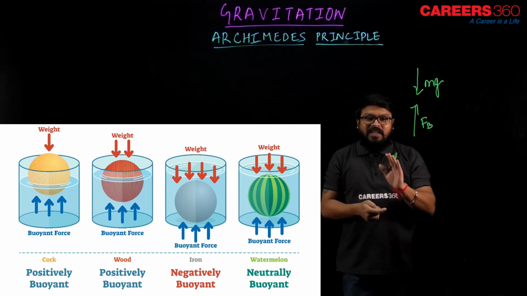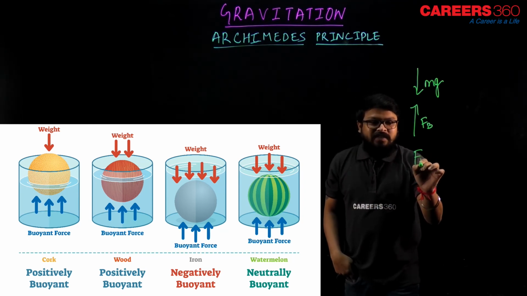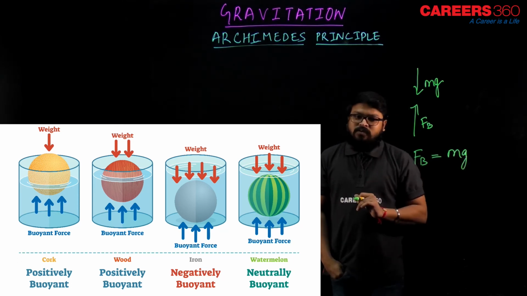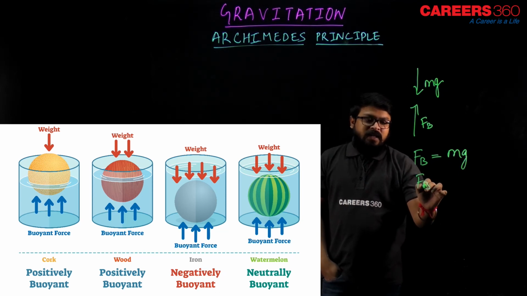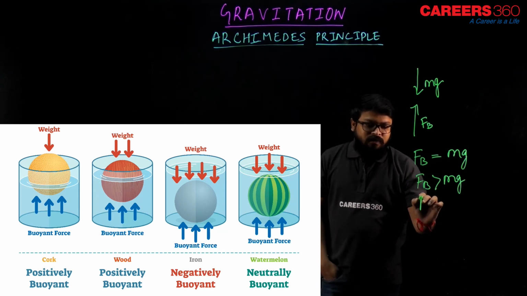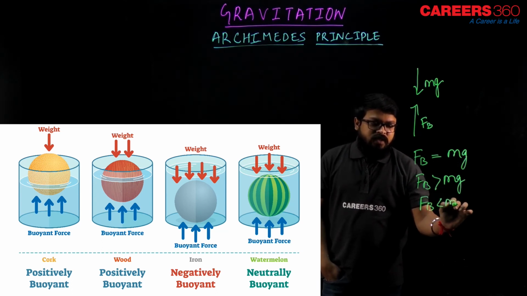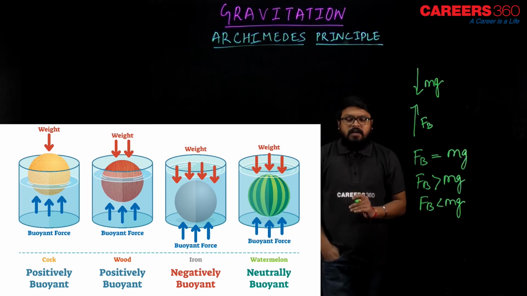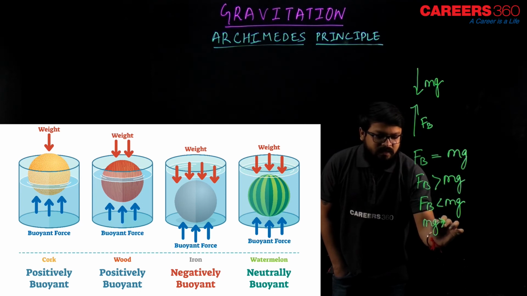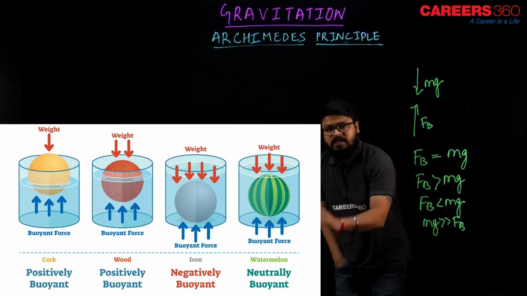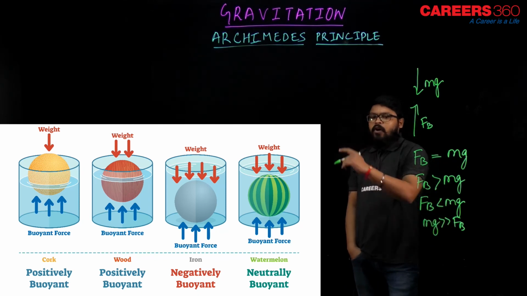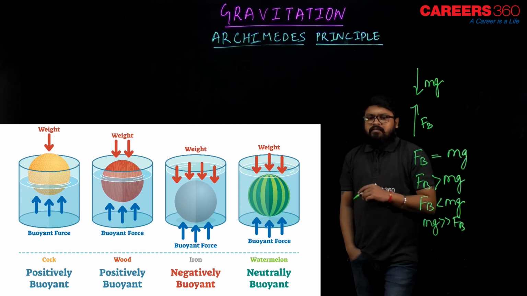Okay, so the thing is that if the force of buoyancy equals mg, in this case also it floats. If Fb is greater than mg, in this case also the body floats. But if Fb is less than mg, then the body will be immersed partially or completely. If mg is greater than Fb, then the body sinks completely, as you can see in the case of your iron. So in case of cork, as you can see, it is positively buoyant.